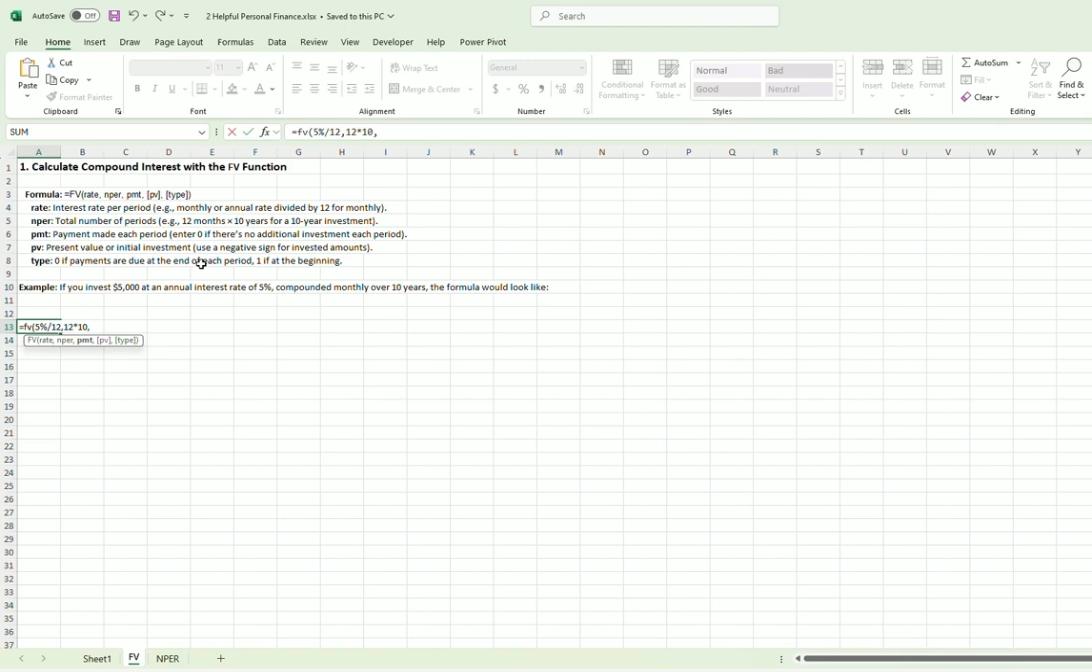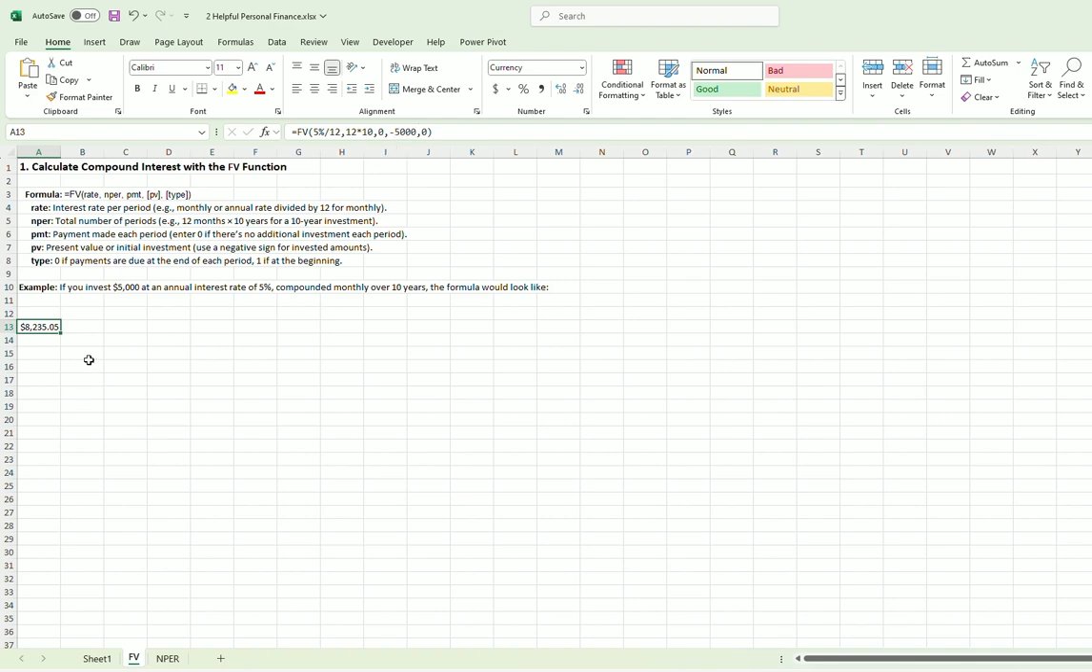The payment, let's say there's no additional investment. So let's just say we put in the $5,000 into an investment. So that will be zero. The present value, make sure the present value is a negative number. Let's put in that $5,000. And then this is the part of the function that's a little bit irrelevant, but let's say you're making the payments at the beginning of the period. There's no payments, so it's kind of irrelevant. We'll put a zero there, and there you go. It gives me the number. So if I invest $5,000 at an annual rate of 5% compounded monthly over 10 years, the formula would look like that.